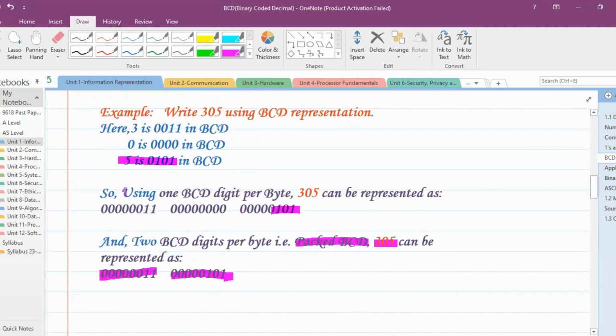This is using the first method, using one BCD digit per byte. However, there is another method using 2 BCD digits per byte. So as per this method, 305 can be represented as follows.